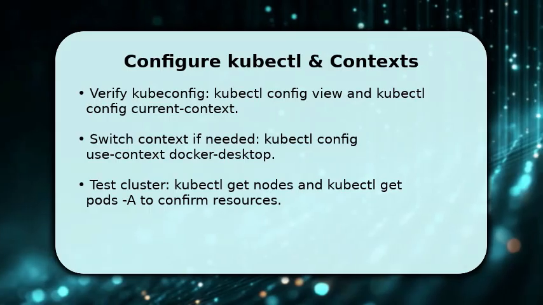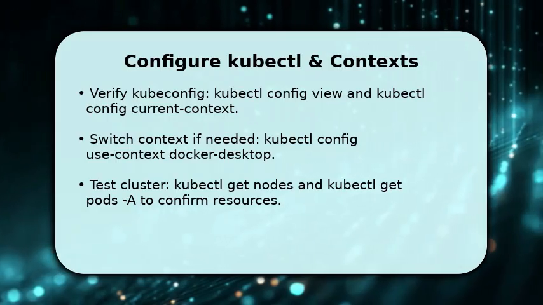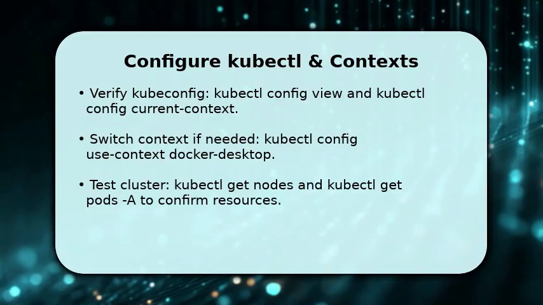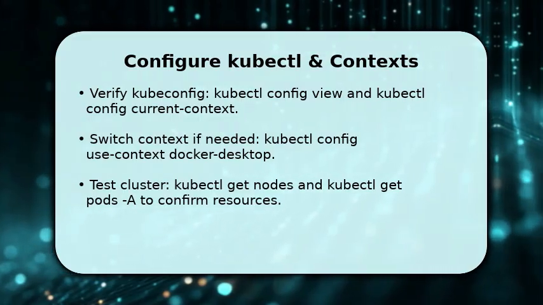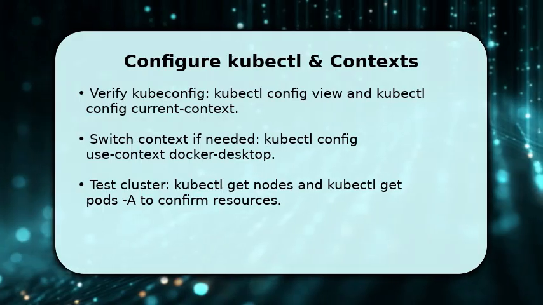Next, configure kubectl so you can talk to the local cluster. Check your kubeconfig with kubectl config view and confirm the current context. If it's not Docker Desktop, switch using kubectl config use-context docker-desktop.